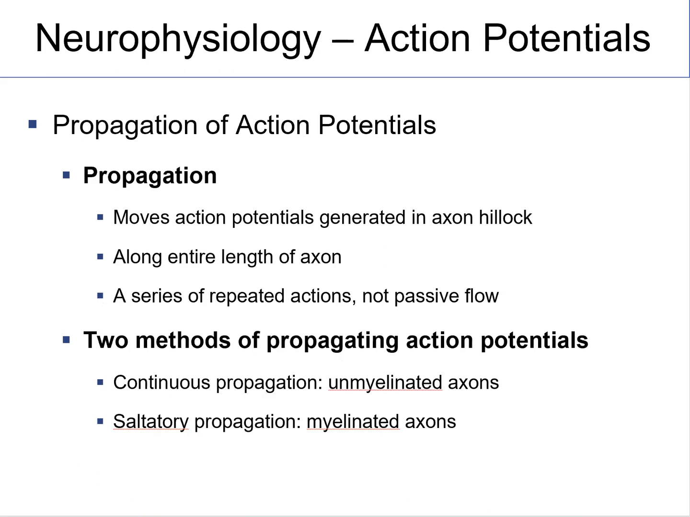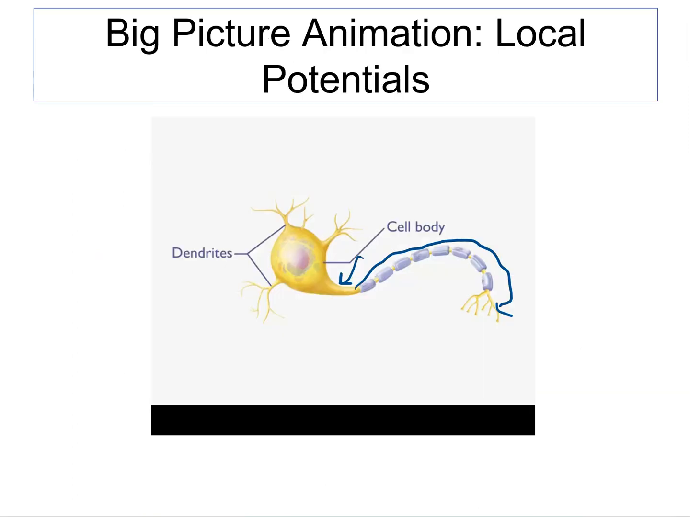Hi, in this lecture, we're going to finish up the neurophysiology by looking at how the action potential is propagated through the axon. Remember that the action potential starts up in the axon hillock, and then it has to travel all the way down the axon, because remember, they follow the all or none law. So if we look at this image here, once we start, it needs to go the whole length of the axon, all the way down to the telodendria and those axon terminals.